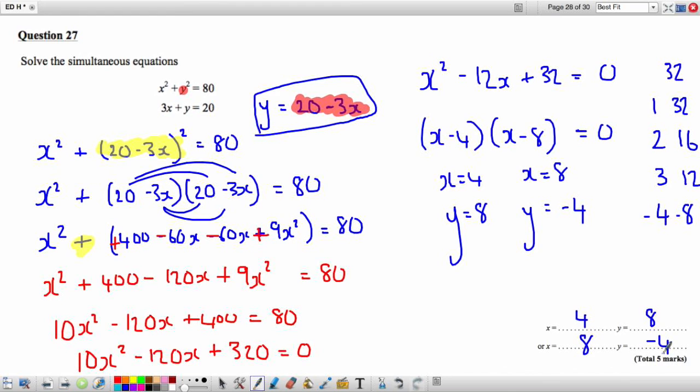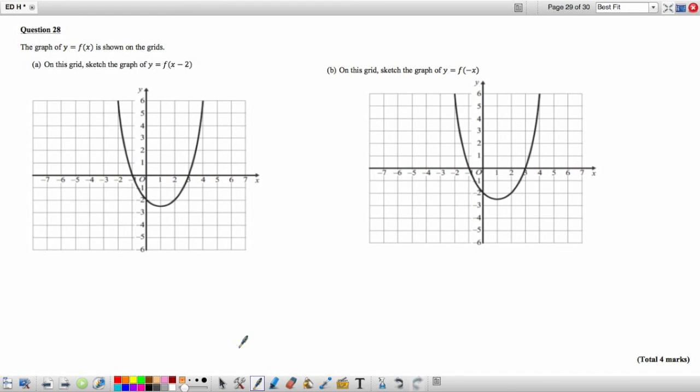Question 28. The graph of y equals f(x) is shown on the grids. First we need to sketch the graph of y equals f(x minus 2). This means we're going to move to the right 2 places.